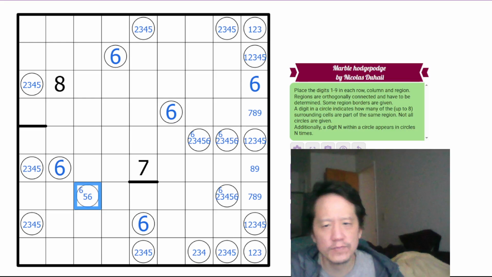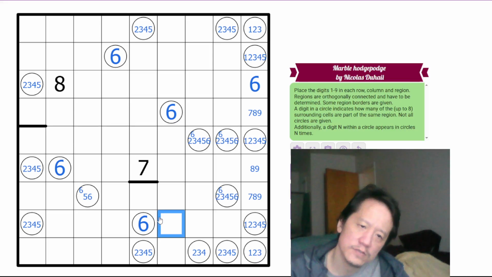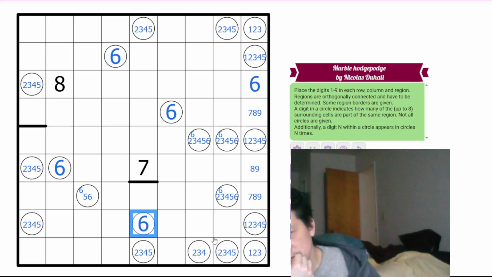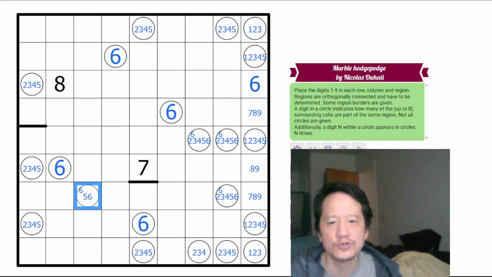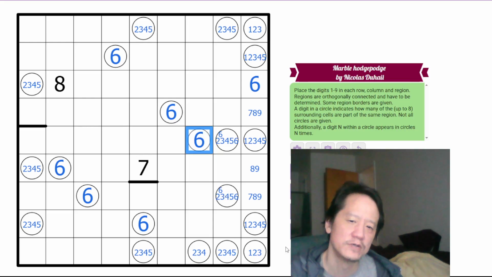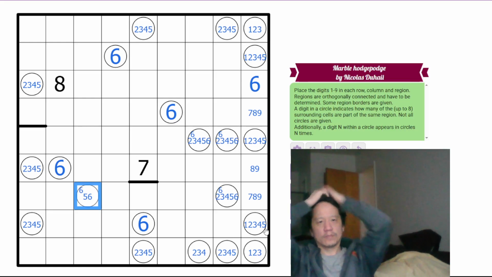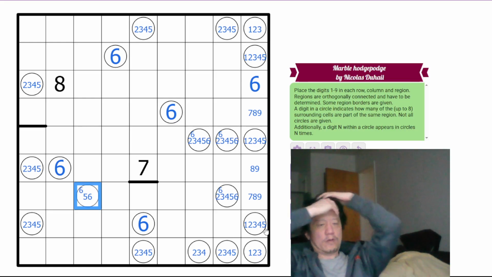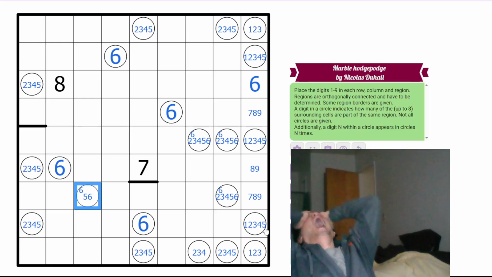Wait, hold up. Oh, but this 6 forces this to be a different region, so this cannot be 5 if that's the case. Okay, let's do the choices again. So this is 6, that can't be 6, so actually that could be 6 here, 6 here. Can it actually be 6 and 6 here is the question. I think so, right? Yeah.